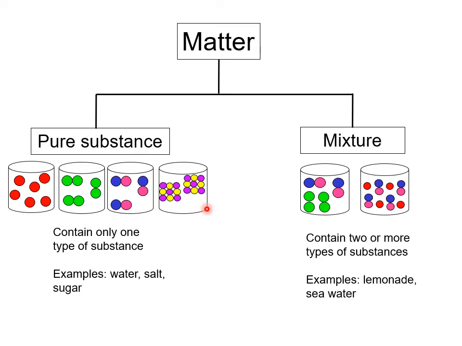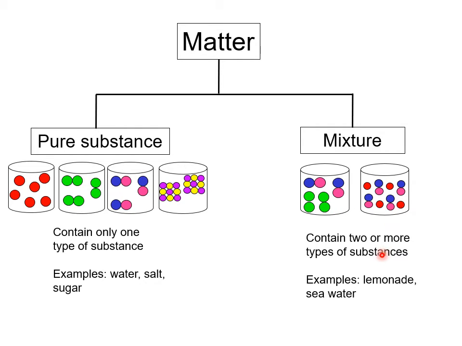Now, mixtures contain two or more types of substances. So basically, if I take two different pure substances and mix them together, that gives me a mixture. Notice here, this container has both the ones that are two green particles stuck together, as well as the ones that have a pink and blue particle stuck together. So it's not all one type of substance. There's more than one type of substance in here. Likewise in here as well.